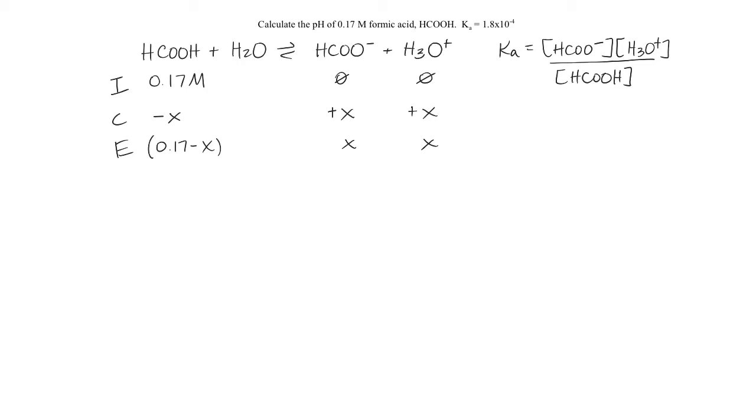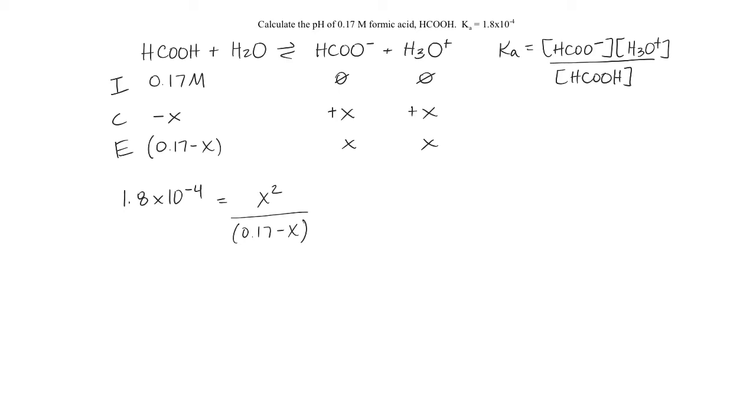To solve for x, we can plug in our equilibrium concentrations into the Ka expression. Ka was given as 1.8 times 10 to the minus 4. Concentration of formate and concentration of hydronium are each x, and so x times x is x squared, and 0.17 minus x is the concentration of formic acid.